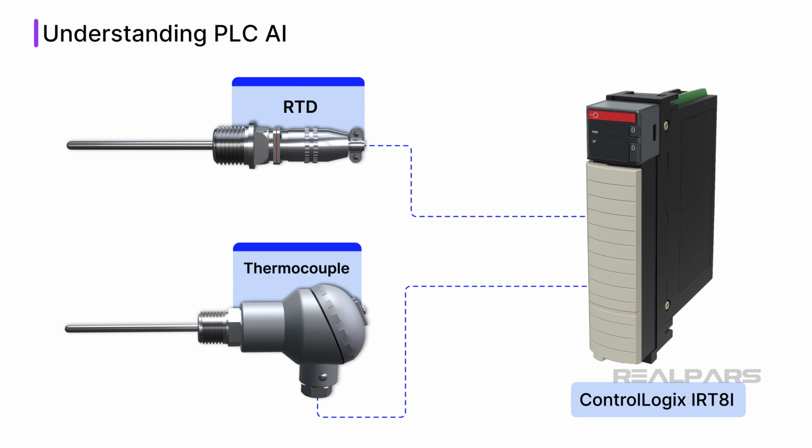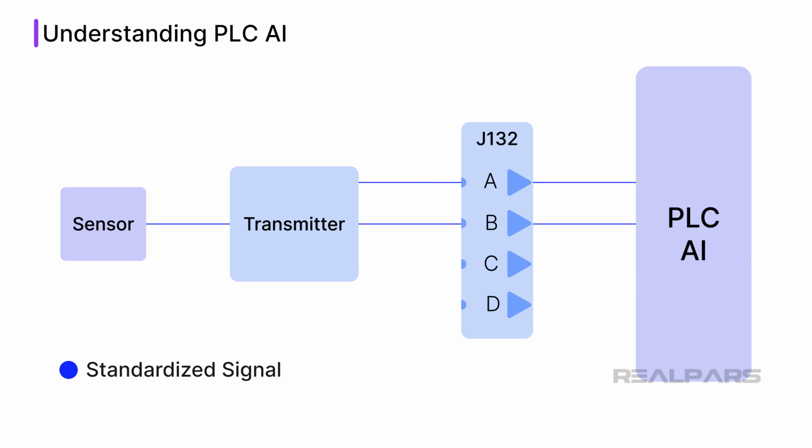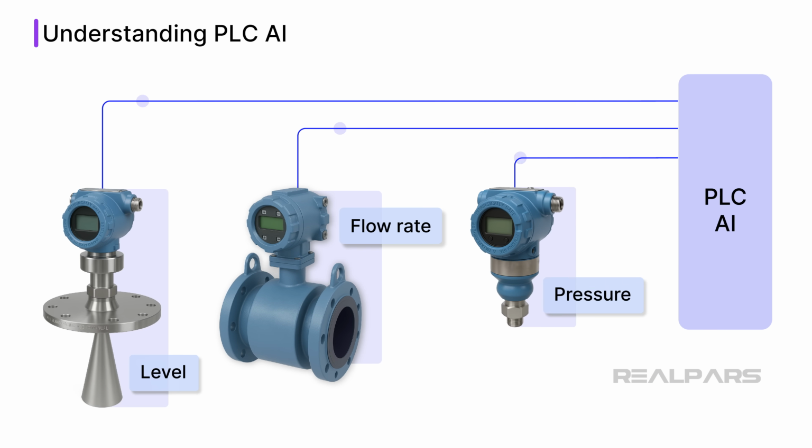A PLC analog input, or AI, can originate directly from various field devices. For example, special-purpose PLC AI modules can connect directly to temperature sensors, such as RTDs or thermocouples. More commonly, PLC AI modules receive a standardized signal from a transmitter connected to a field device, such as an RTD. The advantage of this type of generic PLC AI module is its flexibility, as it can receive signals representing many different process variables, including pressure, flow rate, and level.